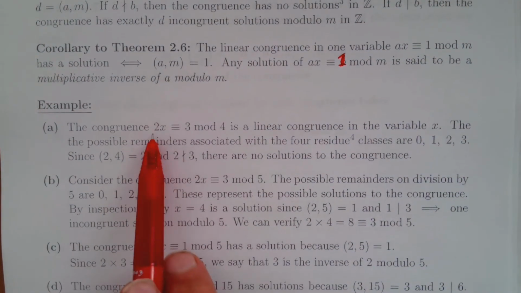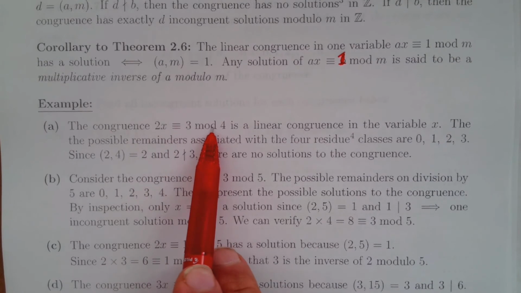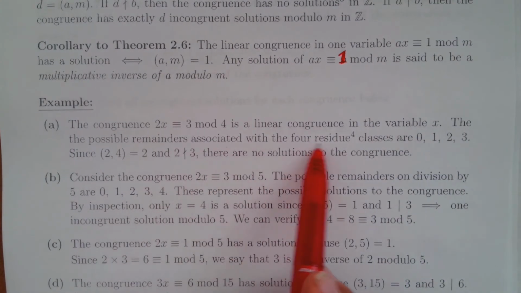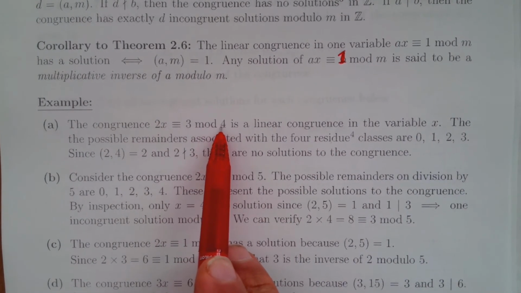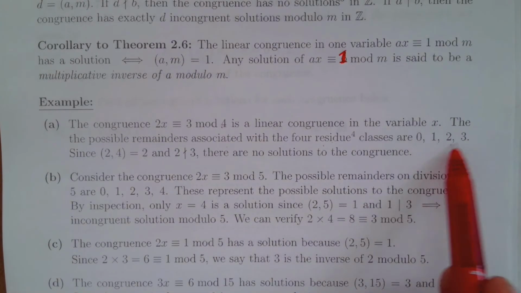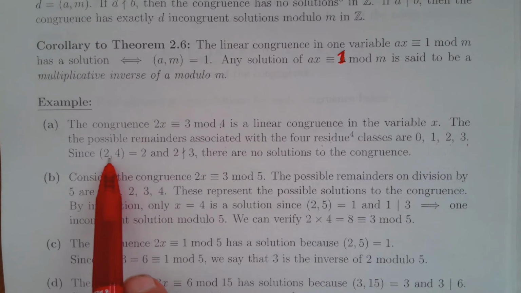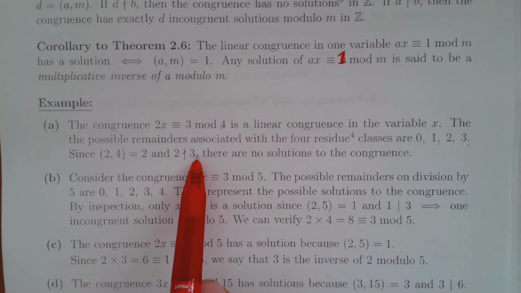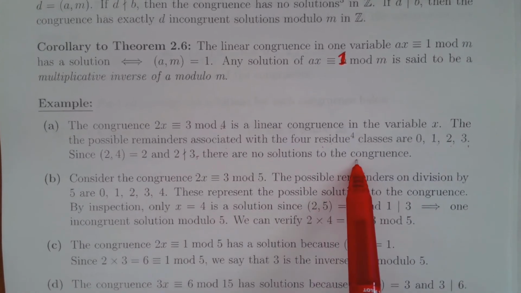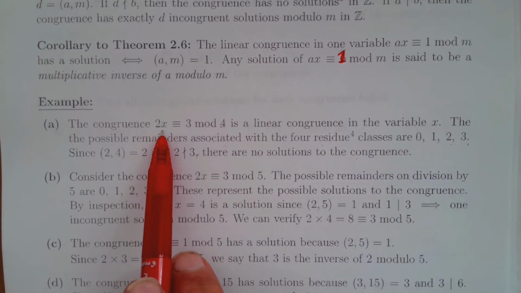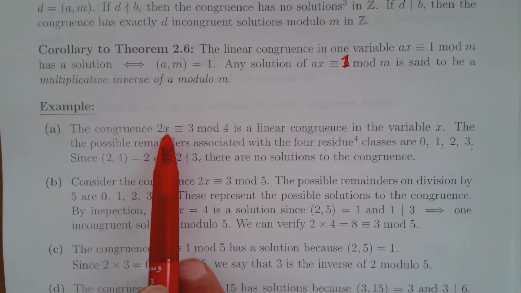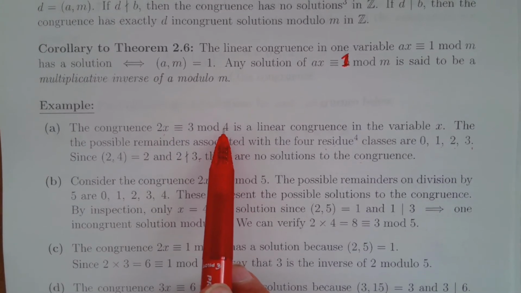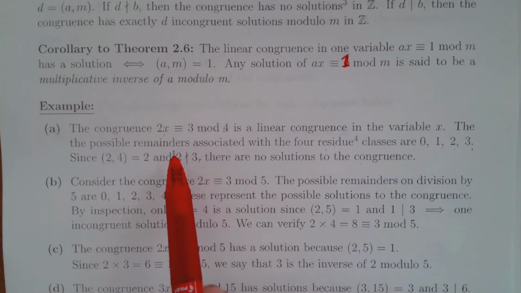Okay, our examples. The congruence 2x congruent to 3 mod 4 is a linear congruence in the variable x. The possible remainders associated with the 4 residue classes, because I'm working modulo 4, are 0, 1, 2, and 3. Since the greatest common divisor of 2 and 4 is 2, and 2 does not divide 3, there are no solutions to the congruence. There are no integers x such that when I multiply 2 by that integer, I will have 3 left over in division by 4. You can play around with this to have it make intuitive sense if you need.